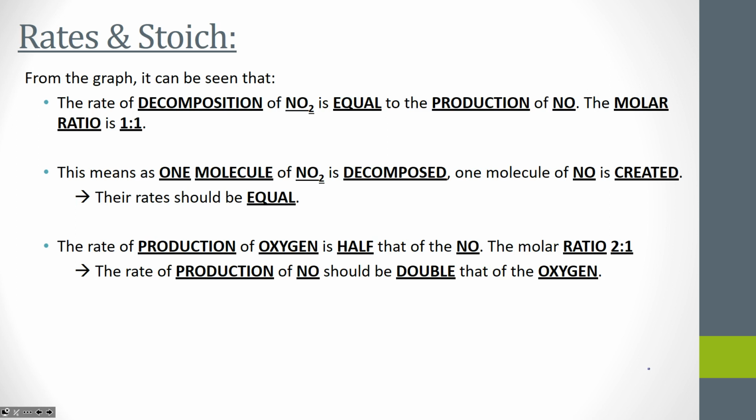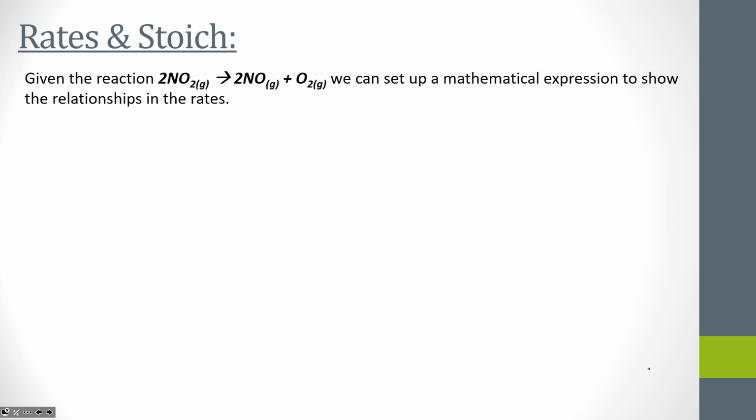So what the graph is showing us here is that the rate of decomposition of NO2 is equal to the production of NO because their ratio is 1-to-1 or 2-to-2. So every time one is used, one is made. It's almost like at an automobile manufacturing facility where every time you use an engine, you're making a car. So the rate of engines disappearing from the shelf should equal the rate of cars appearing on the lot. The rate of production of oxygen should be half of that because it's a 2-to-1 ratio. So we can actually set up something called an equality, or mathematical expression, to show the relationships of these rates and show the stoichiometry of the reaction.